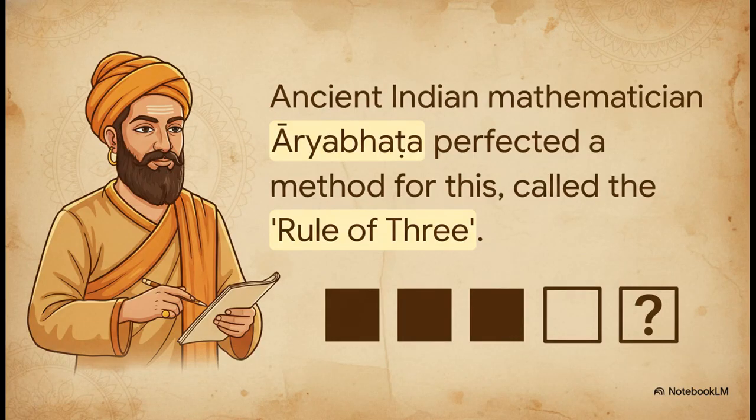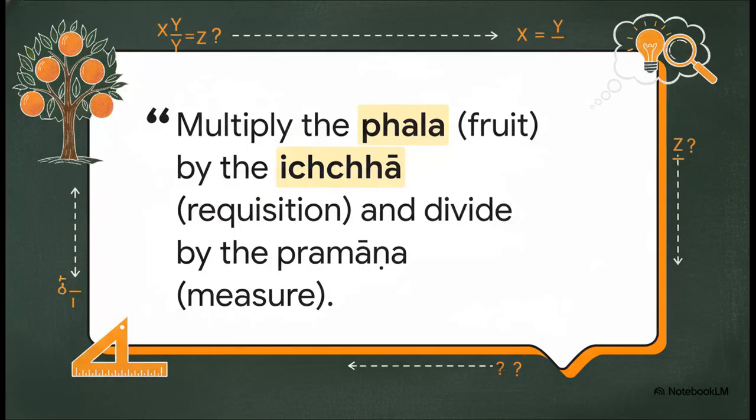We're talking more than 1,500 years ago. A brilliant Indian mathematician named Aryabhata came up with a fantastic method for solving these exact problems. He called it the rule of 3, because you always start with 3 numbers and you're trying to find the fourth. And check this out. Here's his rule. He didn't just use boring terms like A and B. He gave them these cool, poetic names.